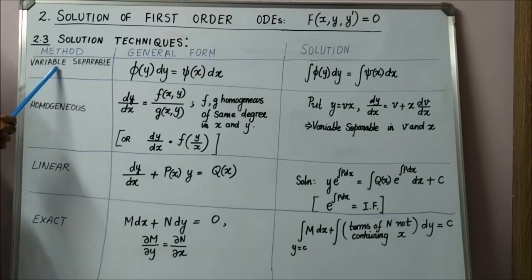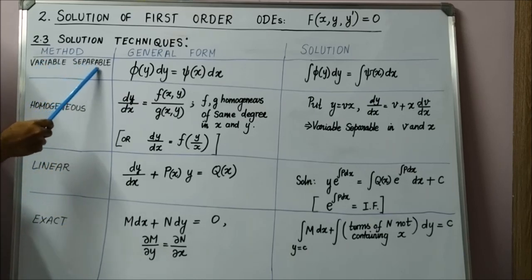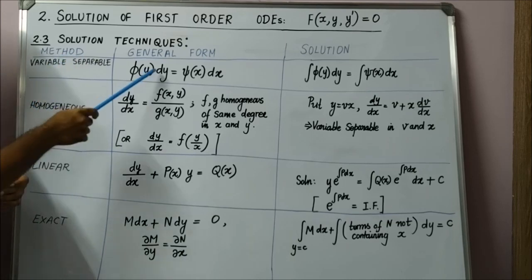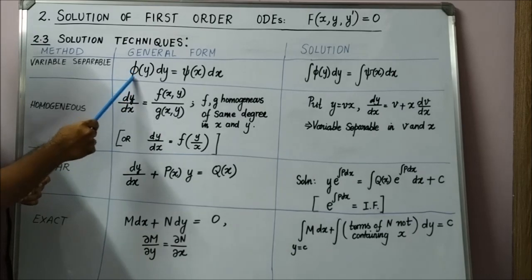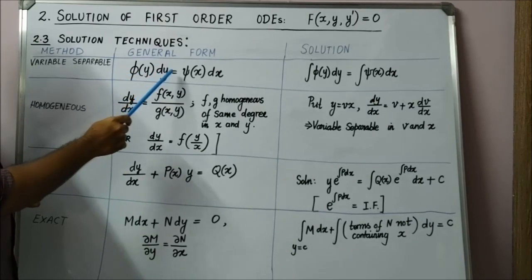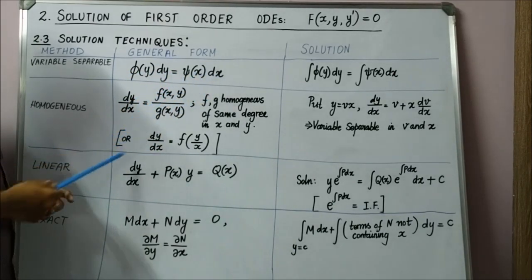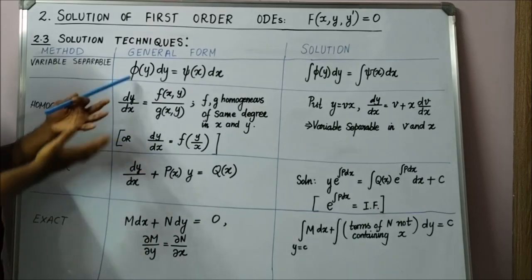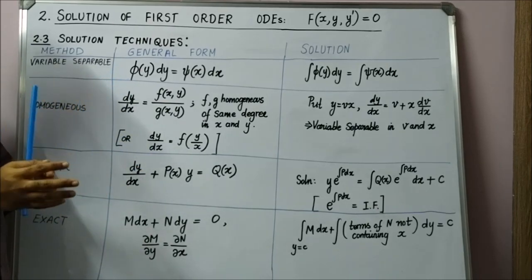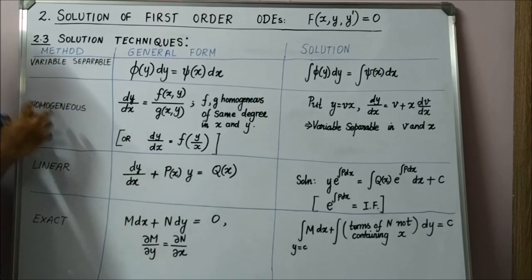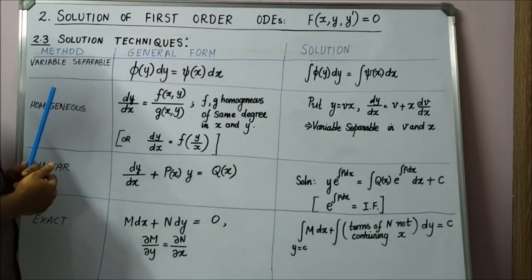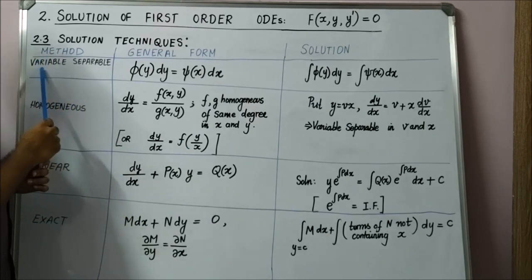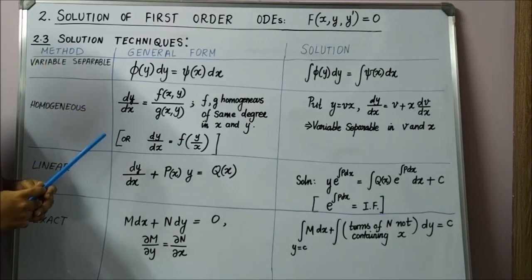The first method is called the variable separable method. How do you identify it, that is, what is the general form of this method? There will be a function of y dy equating a function of x dx. Your original equation may not be of this form, but you'll be able to rearrange and get all the y variable terms on one side and all the x variable terms on the other side. If this happens, then you say that the equation is of the variable separable type.